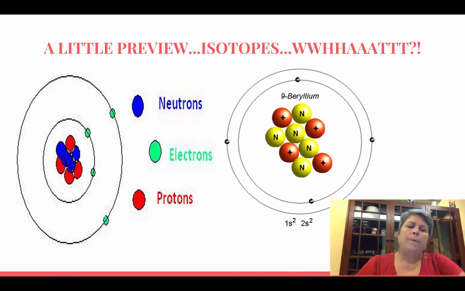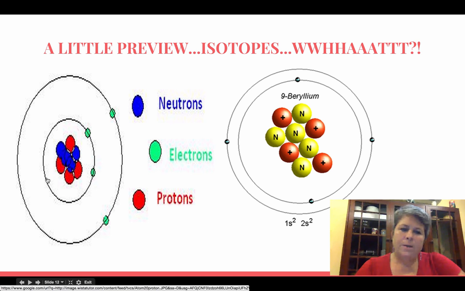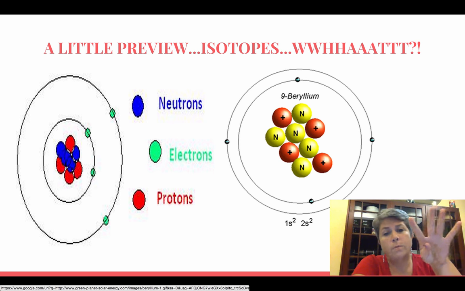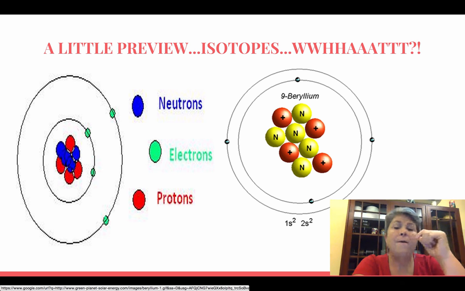Now, the one thing that's different, though, is this one has 4 neutrons, okay? This one has 5, okay? So remember I said that neutrons don't have anything to do with atomic number, but they have everything to do with atomic mass. And beryllium always has 4 protons. Both of these atom models are beryllium because they have 4 protons. But if they have differing numbers of neutrons, we call them isotopes. So both of them are beryllium atoms, and both of them are isotopes of beryllium. And then the name of the isotope is determined by the isotope's atomic mass.